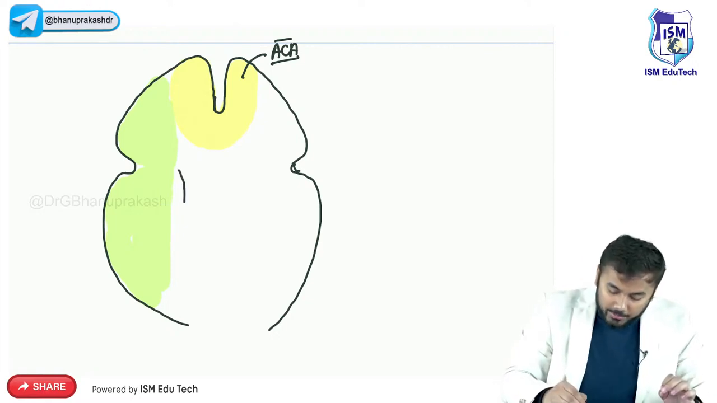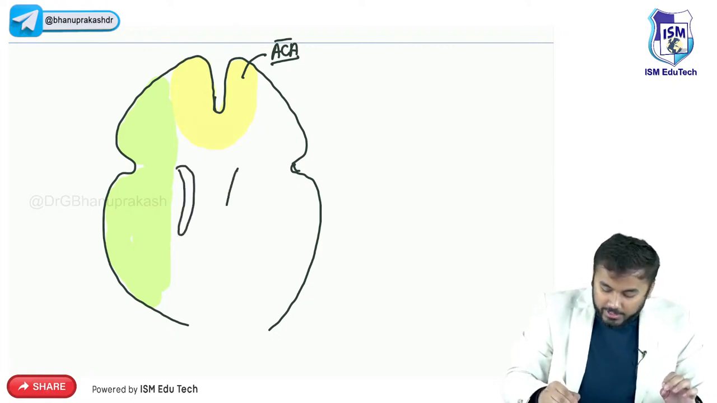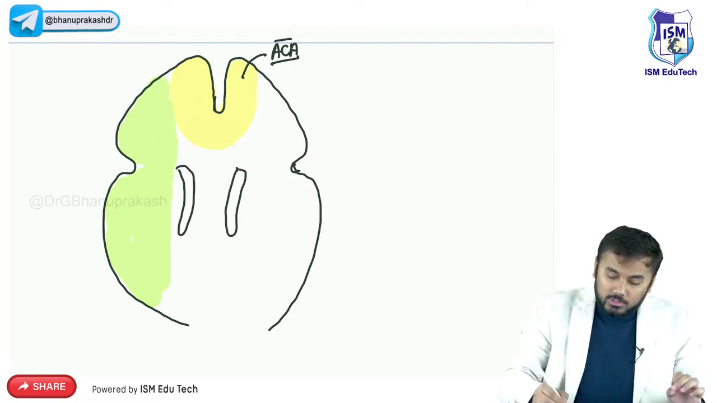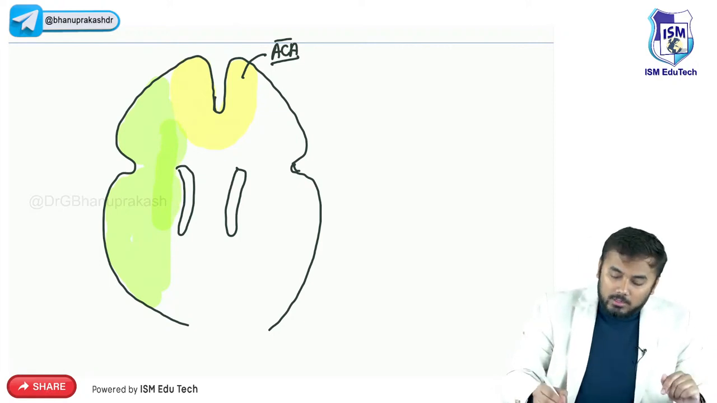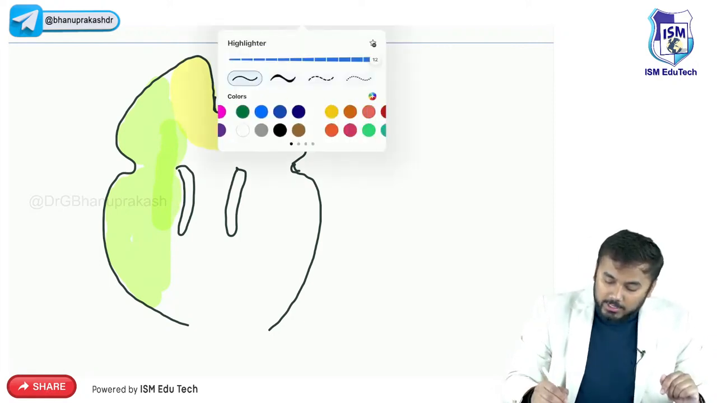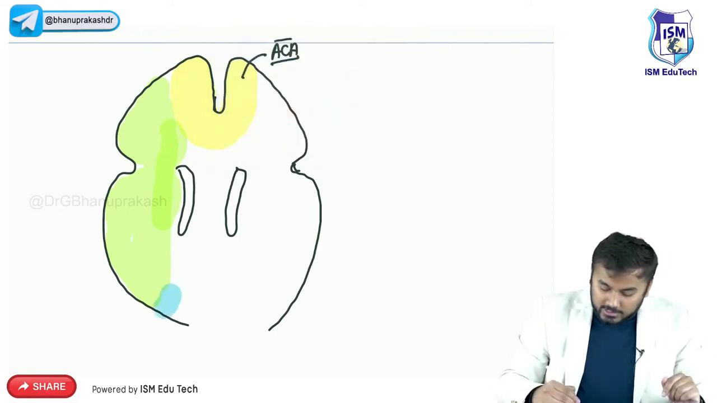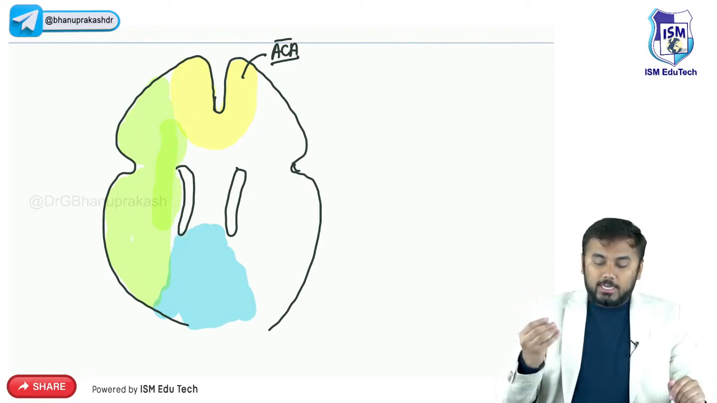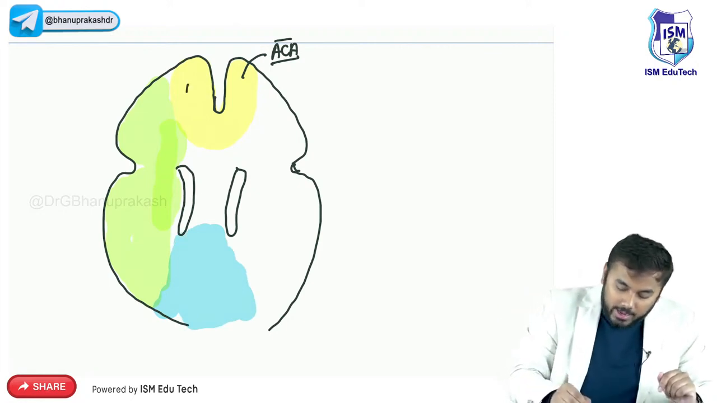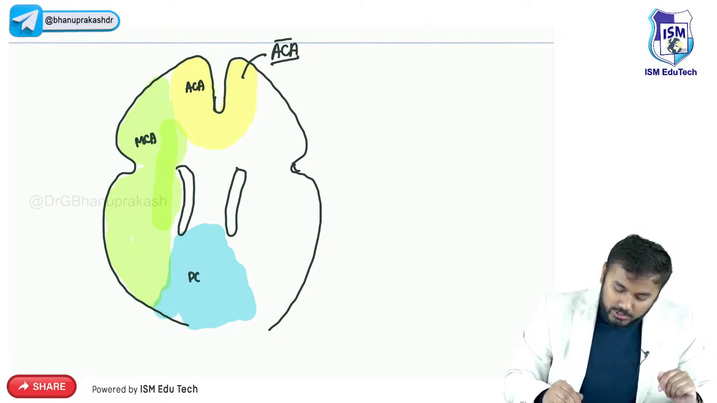And all of you know, in the middle there will be ventricles. These are your ventricles. So this entire area is supplied by the middle cerebral artery. And the last important thing is this entire area with the blue which I'm drawing right now, supplied by the posterior cerebral artery. So here is the anterior cerebral artery, here the middle cerebral artery, and here the posterior cerebral artery.